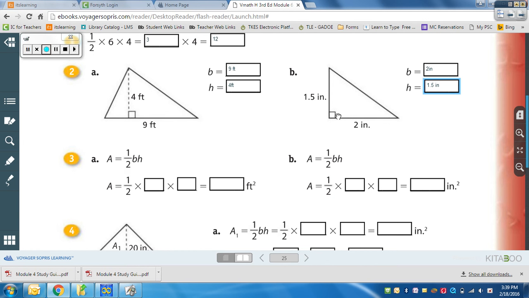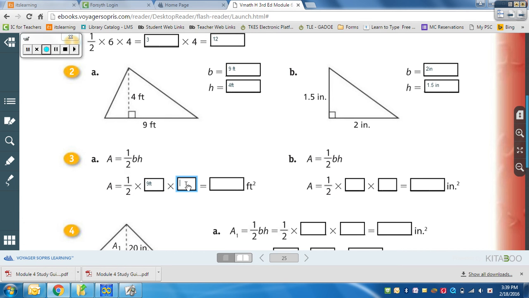Now let's look at problem 3. The length of the base and height of a triangle are used to find the area of the triangle. The formula for the area of a triangle is 1/2 times the length of the base times the height, or 1/2 BH. A equals 1/2 B times H. Use the formula to find the area of the triangle in problem 2a. Substitute the values for B and H into the formula. In the triangle in problem 2a, what is the length of the base? This is the base, therefore the length is 9 feet.